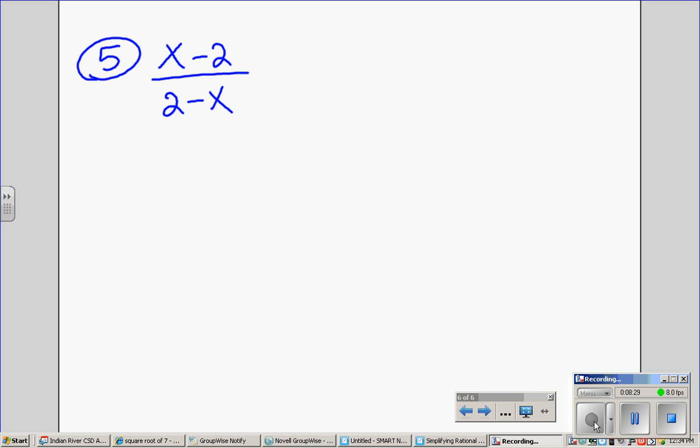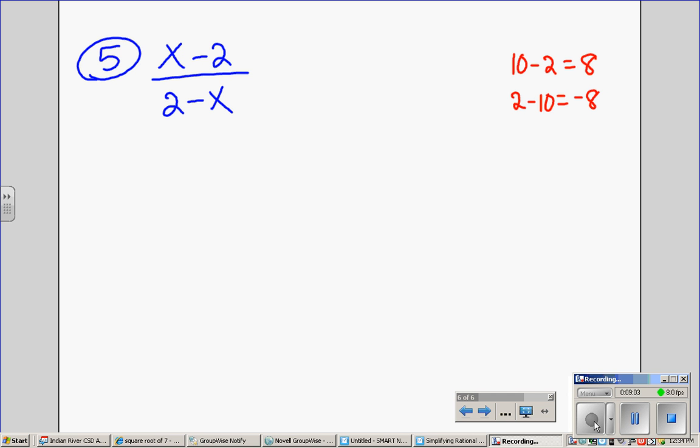Now, number 5, when you come across a question, we have factors that are subtracted, and they're in opposite order, like x minus 2 divided by 2 minus x. Think about that for a minute. If I take a number and subtract 2, for example, 10 minus 2, we get 8. If I reverse that, do I get the same thing? No, we do not. We get negative 8. It's actually always going to be the opposite.